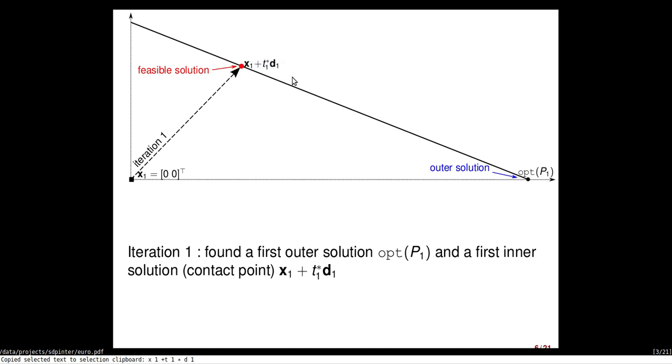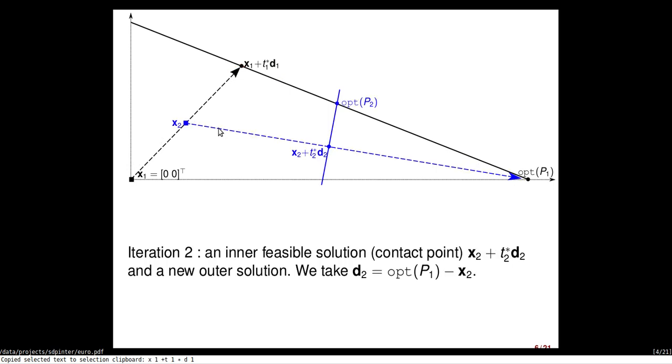Okay, what can we do at the next iteration? Notice that all points between 0 and this feasible solution in red are feasible. We take one point on this segment and we project towards the best outer solution, opt P1. This way we discover a new facet of the feasible area, a new contact point, the blue circle, and the new outer solution. Notice that now the inner and the outer solution get closer.